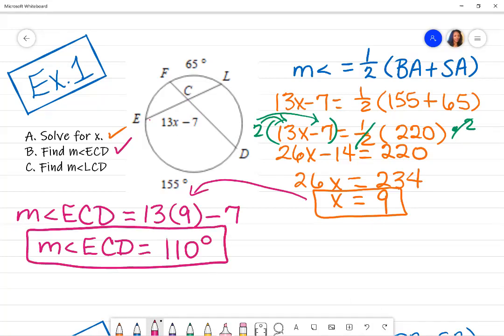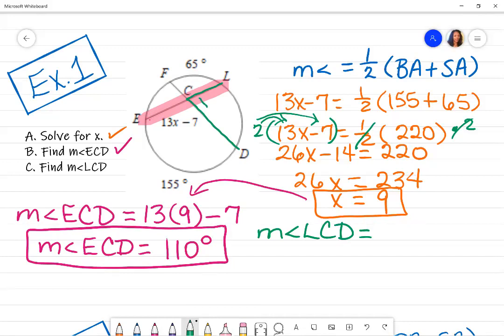So angles and arcs are always measured in degrees, so don't forget to put that symbol there. And then you want to go on to part C, which is asking for the measure of angle LCD. And what I know, now this part can be tricky for some, is that there's a straight line here. And the part that I'm trying to find right now is this angle LCD.